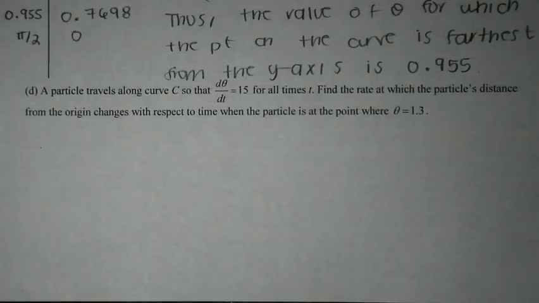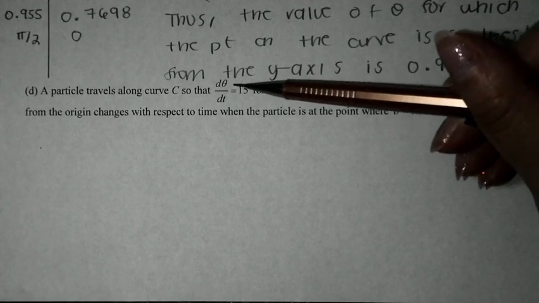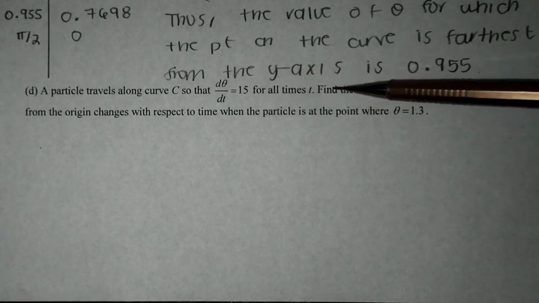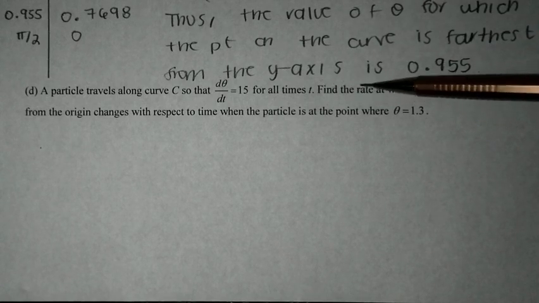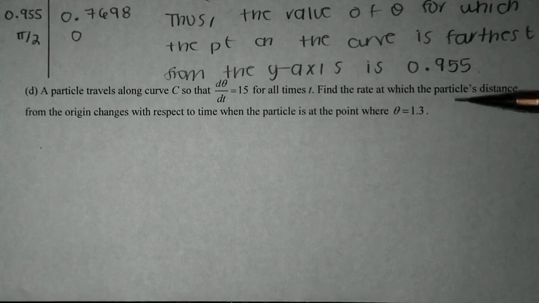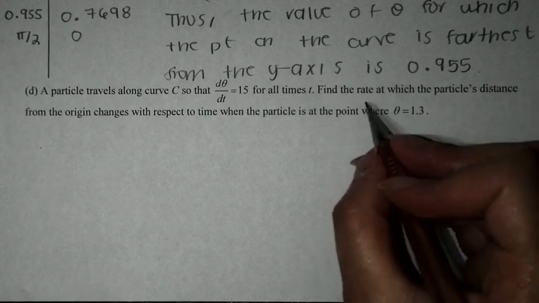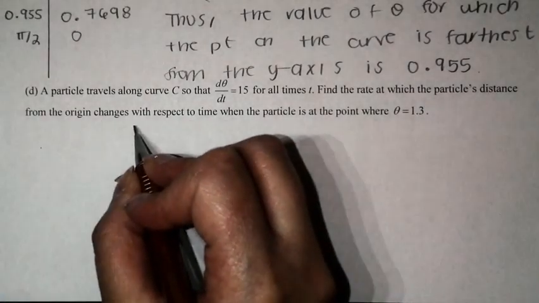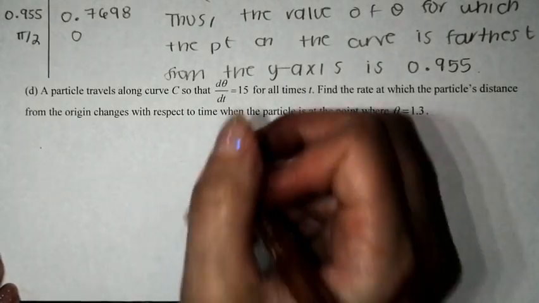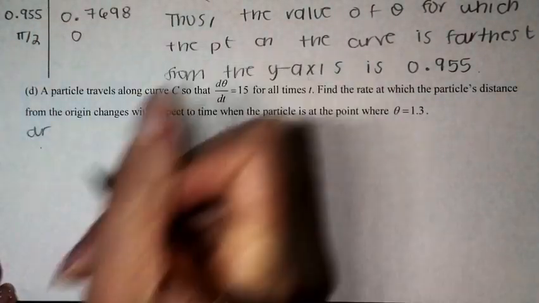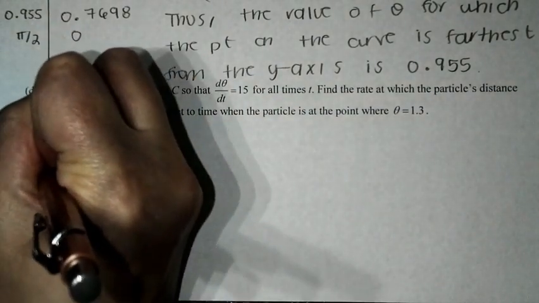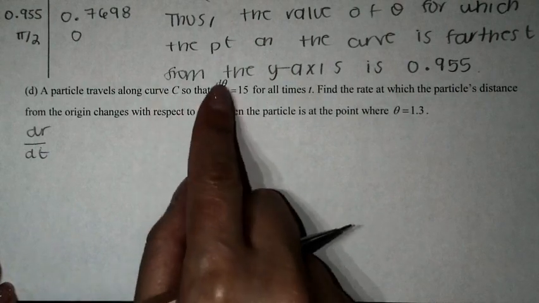So for part D, they tell you that a particle travels along the curve C so that d theta dt is equal to 15 for all times t. Find the rate at which the particle's distance from the origin changes with respect to time when the particle is at the point where theta is equal to 1.3. So what are they asking here? They are asking you the rate at which the particle's distance from the origin changes with respect to time. So technically, they want dr dt, and you have d theta dt.